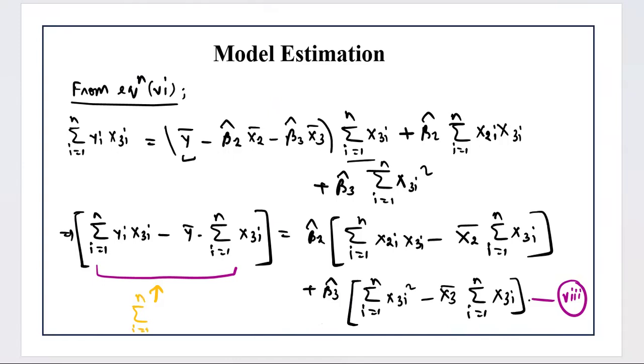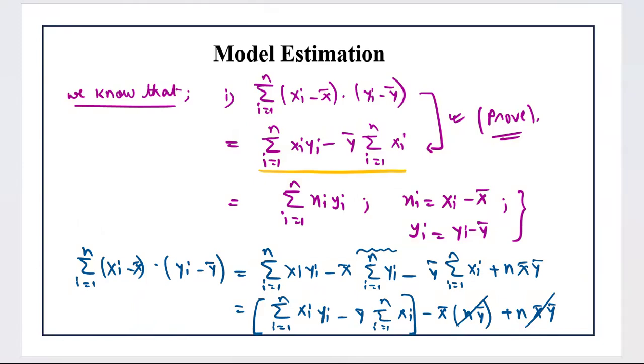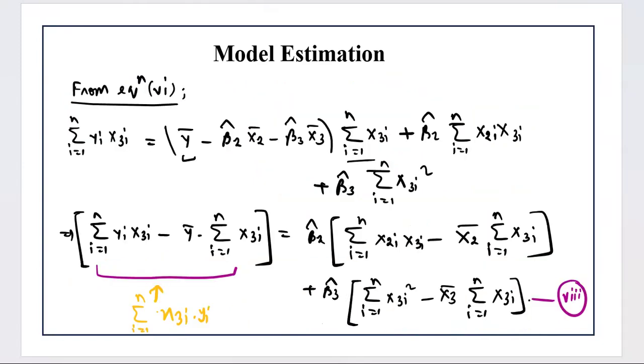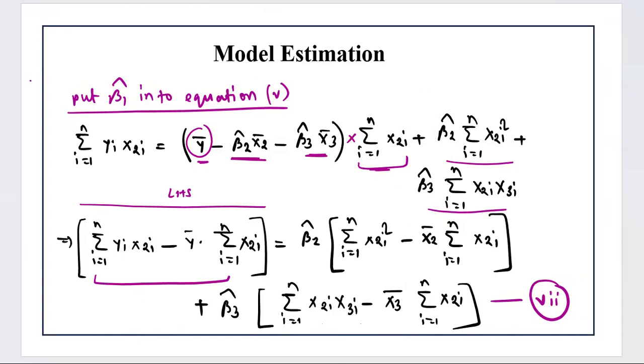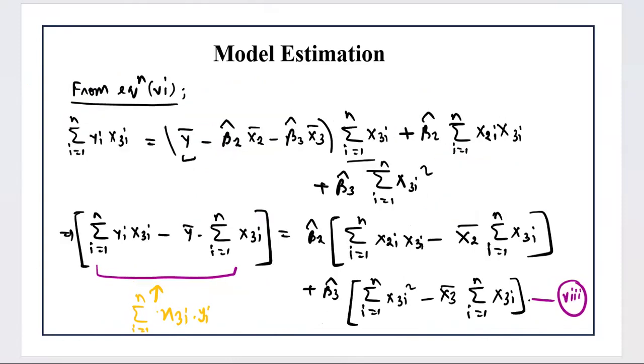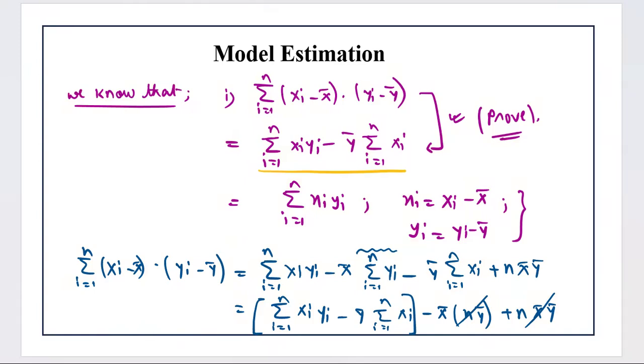Please pause the video and think. It will be summation x2i into yi, right? Please compare this. This is summation xi yi, so it will be simply summation x2i into yi. And similarly, for this particular expression, this will be simply summation x3i into yi. I hope this is clear. This LHS is done in the deviation form.